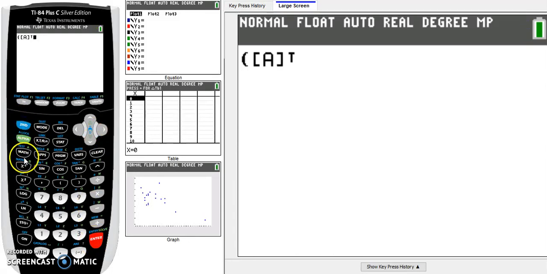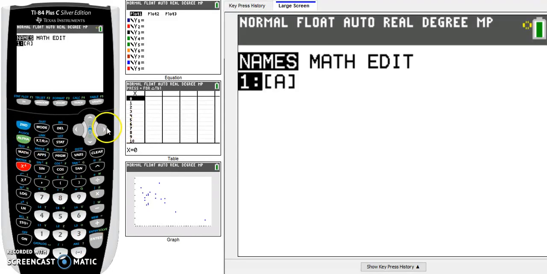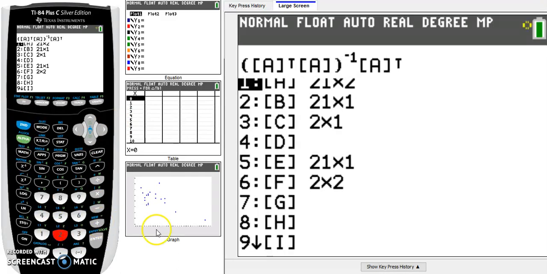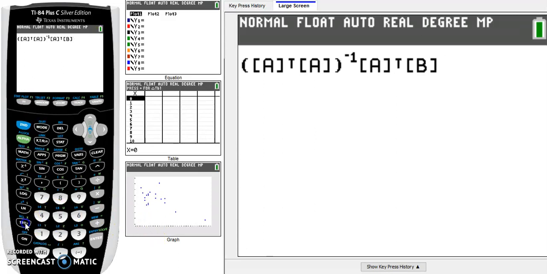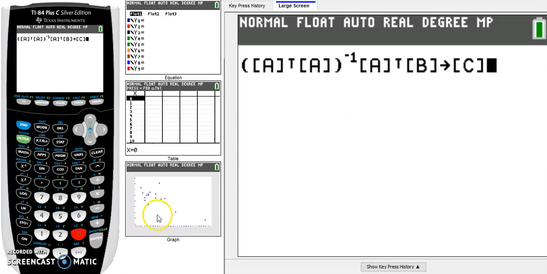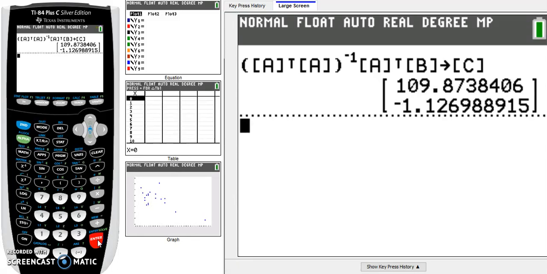transpose X inverse X transpose Y. And we're going to store that into matrix C. And X transpose X inverse X transpose Y gives us the estimates of our regression coefficients.